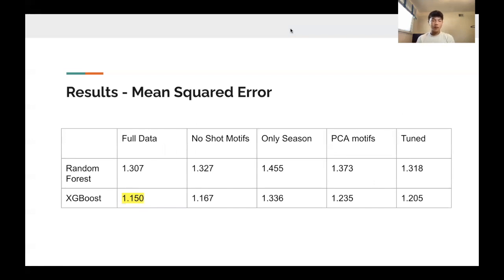So here are my results for both random forest and XGBoost. I ran 5 different data sets on these 2 models, and these 5 included the full data set with no changes, no shot motifs, which is the full data set but leaving out the motifs with the shots, and only season data, which was the data set without motifs, which only included data such as goals scored throughout the season, assists throughout the season, stuff like that.